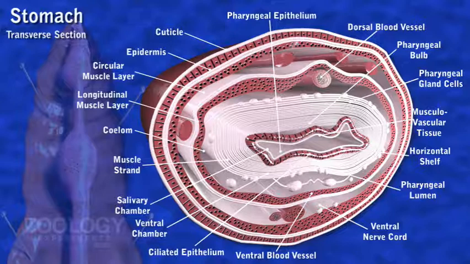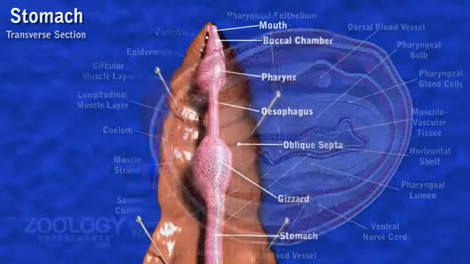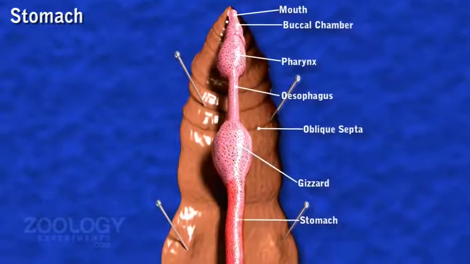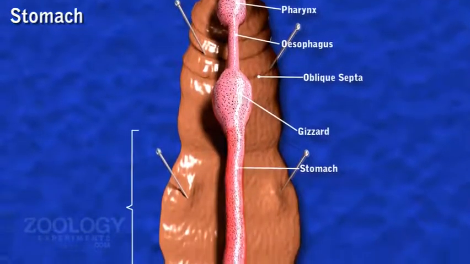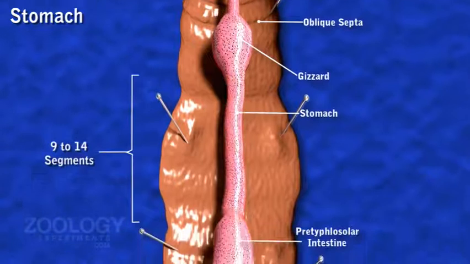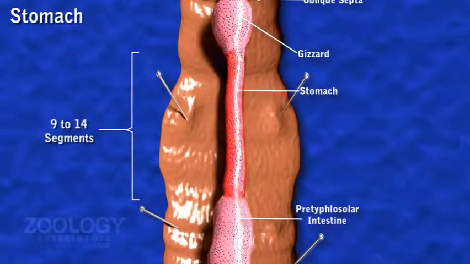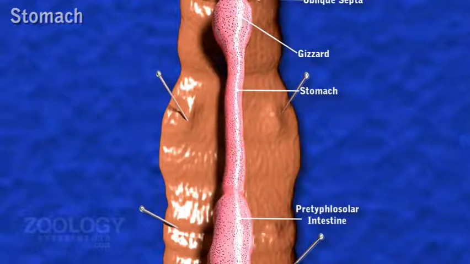Gizzard is followed by a short, narrow tube, the stomach, which extends from the 9th to the 14th segment, with a sphincter at each end. Its walls are highly vascular and glandular and thrown into internal transverse folds.